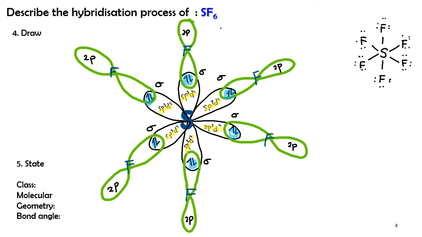And last, you need to state the class of this SF6. It should be AB6 since there is no lone pair. So the molecular geometry will be octahedral based on the basic shape, and the bond angle here will be 90 degrees.